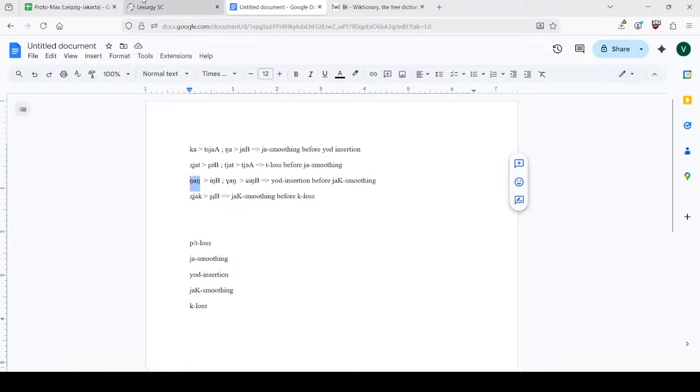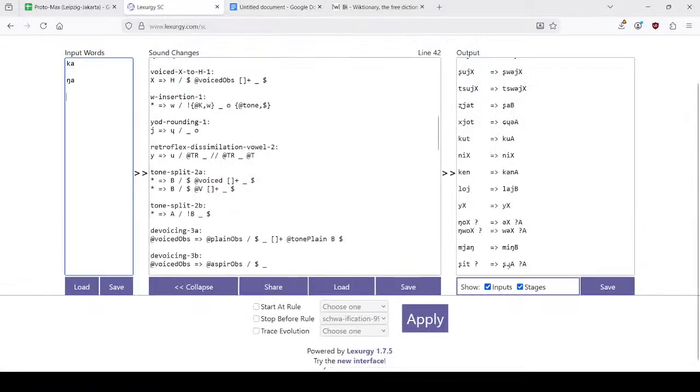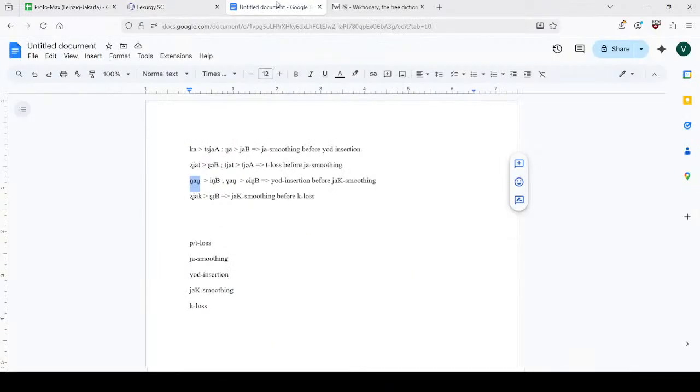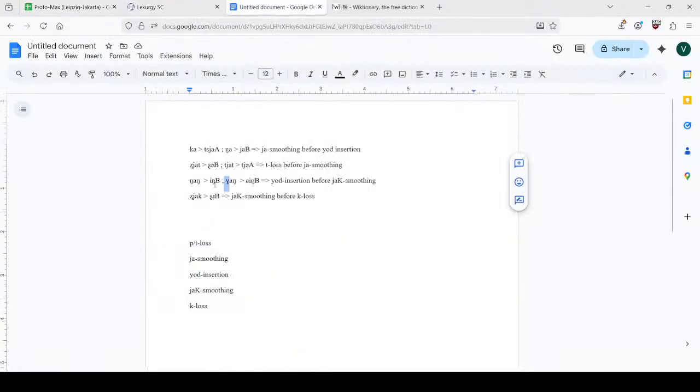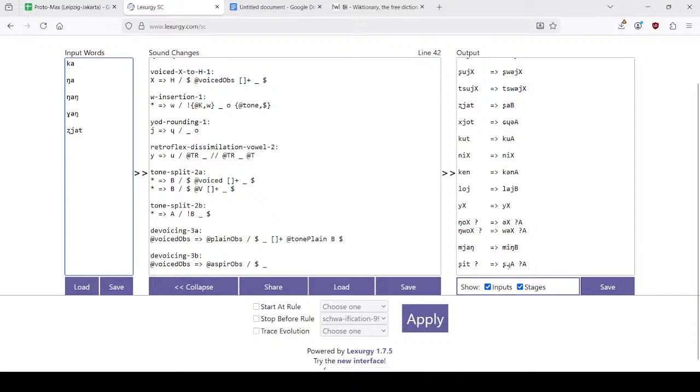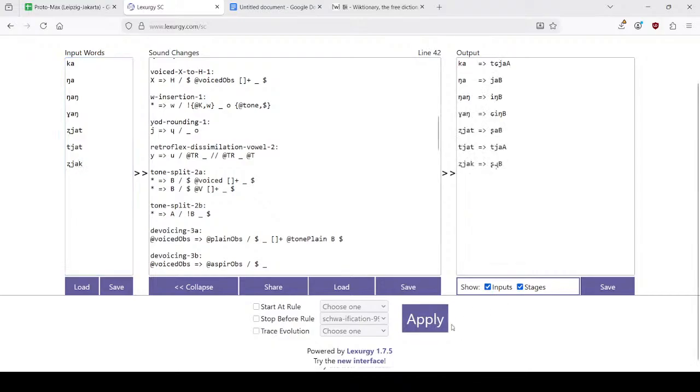Let's just do, and then let's do ja, yeah, and ja, oops, ja, apply. Yes, this does mess up big time, and I just didn't notice. Okay.